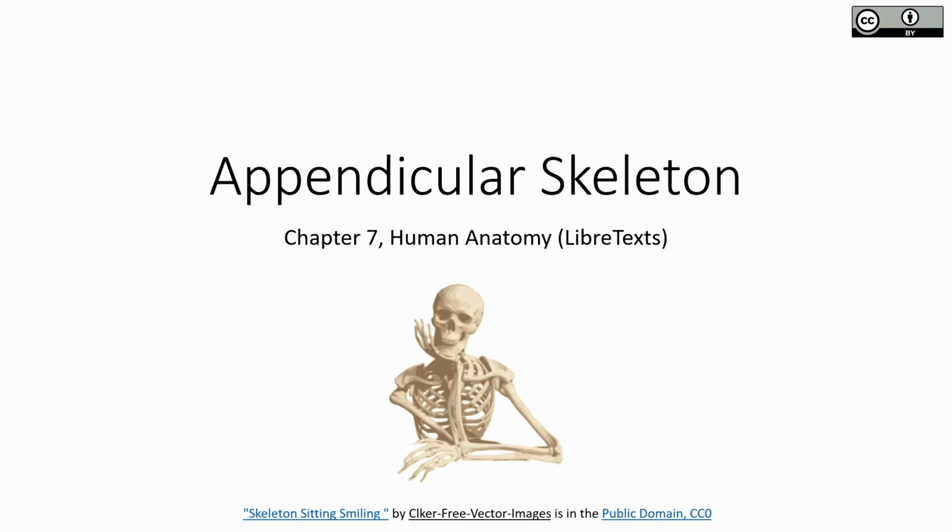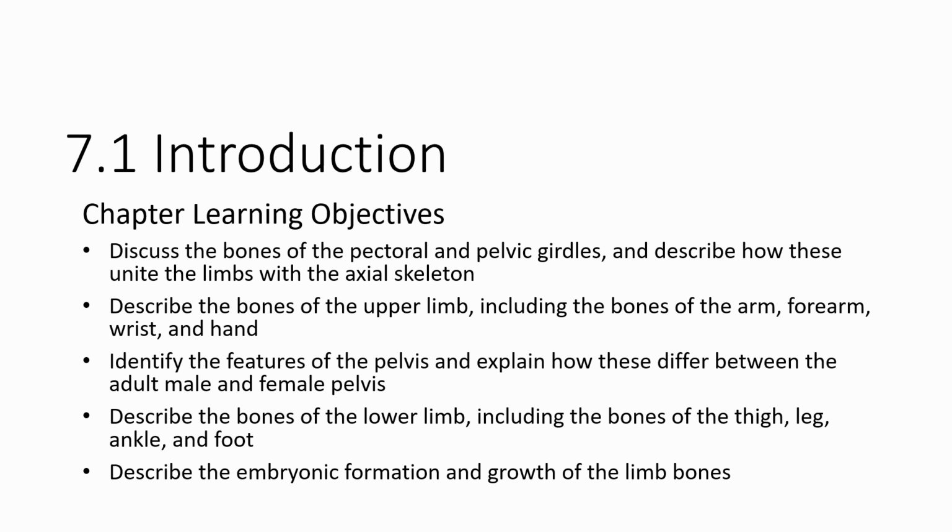The skeletal system with chapter 7, where we're getting into the other division of the skeletal system, the appendicular skeleton. So we're going to go into the bones that we find in both the pectoral and pelvic girdles. We'll talk about how this kind of unites the limbs to the axial skeleton, how we make the connection to that.